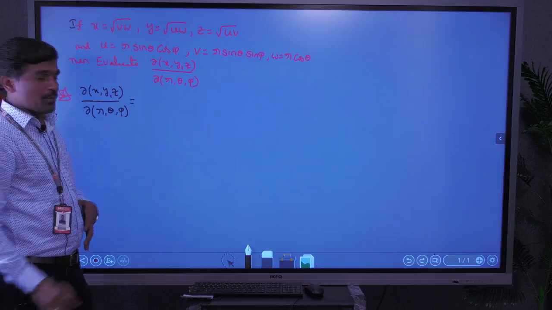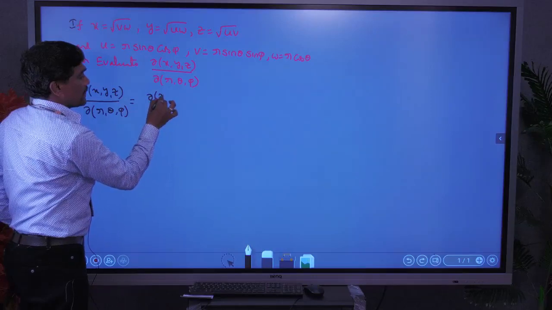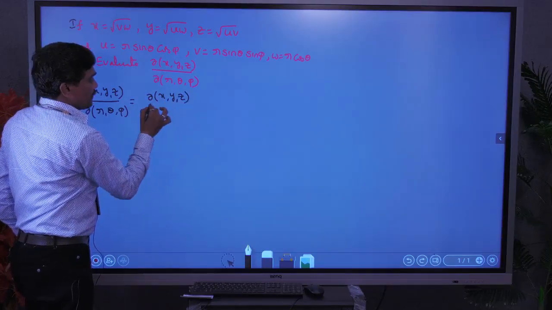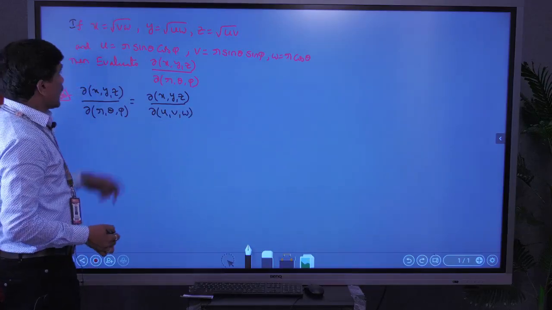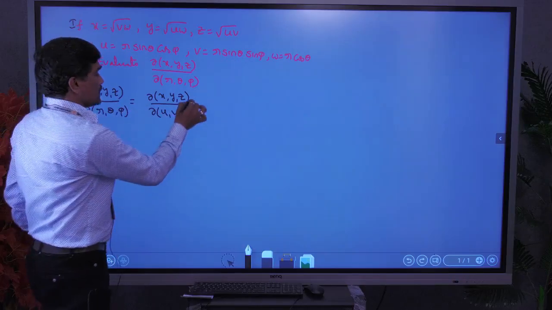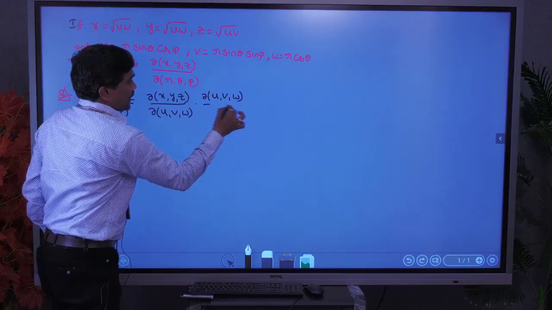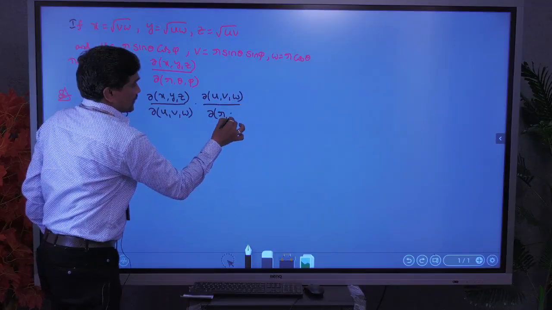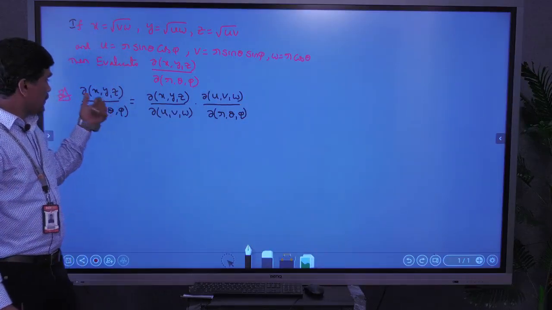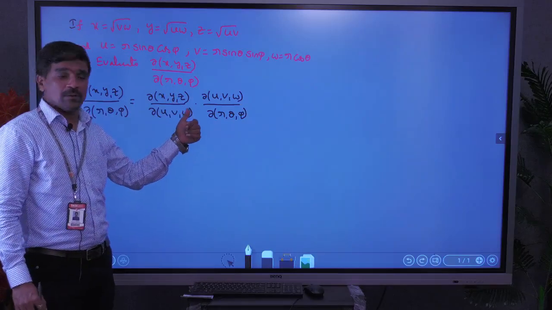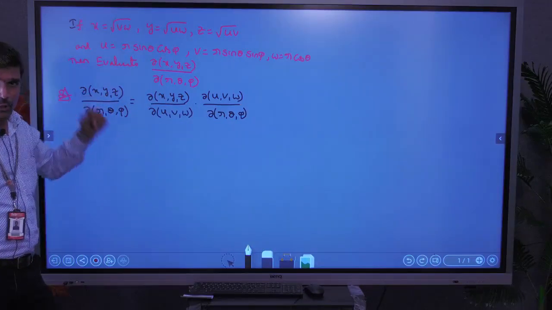What is the property of the Jacobian? Here x, y, z are functions of u, v, w, so we write dou xyz by dou uvw, and u, v, w are functions of r, theta, phi, so we write dou uvw by dou r theta phi. This is the Jacobian property. Now we have to find dou xyz by dou uvw and dou uvw by dou r theta phi. Then the product gives dou xyz by dou r theta phi.